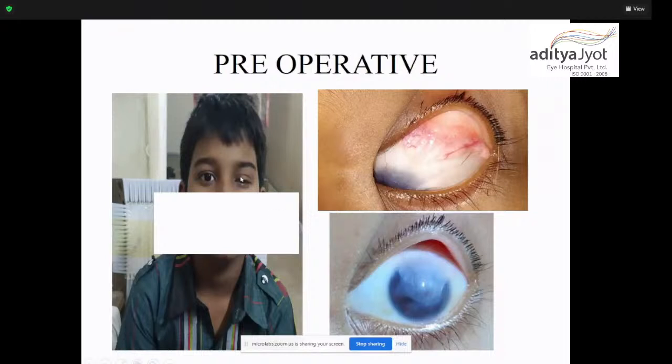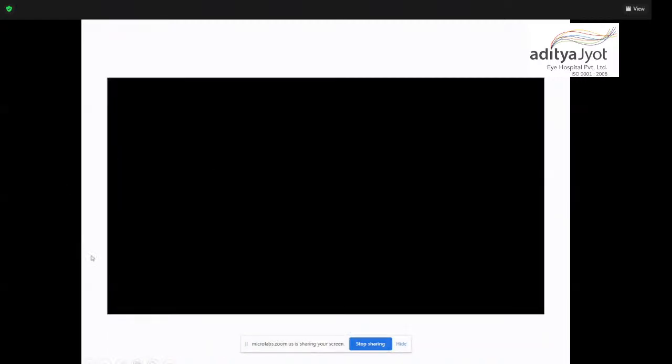Now this boy had a uniocular chemical injury. So you can see it's a grade 4 chemical injury. You can see the fibrovascular pannus and symblepharon. So you can see the almost near total LSCD. So what we did for this case is take the limbal stem cells from the other eye. The other eye was normal, and so we were able to take the limbal stem cells from the other eye.